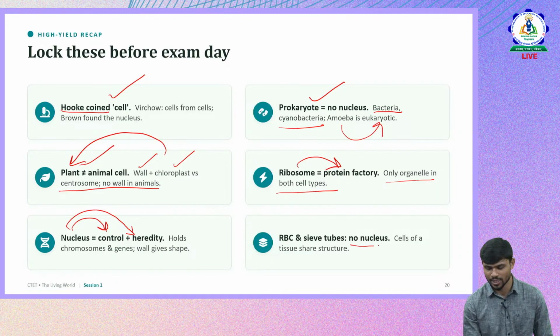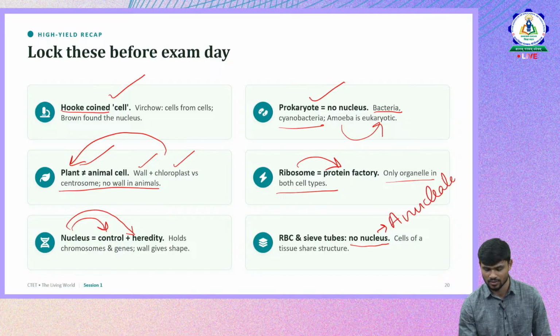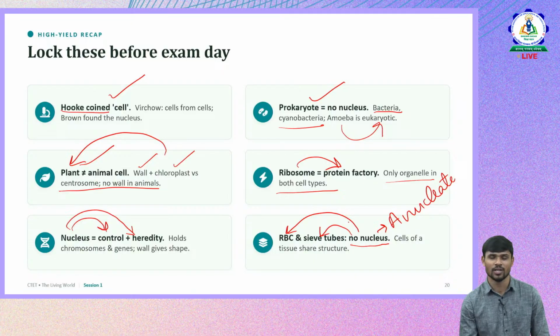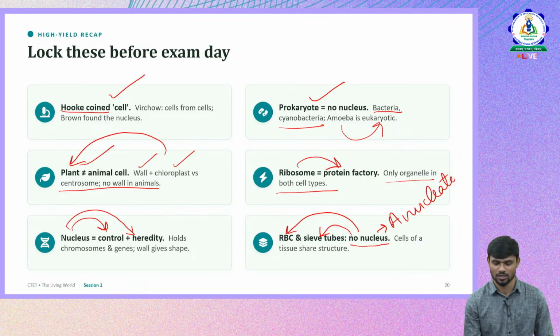RBC, so no nucleus. We discussed about anucleate, right? Anucleate cells. Few examples of anucleate cells are RBC and sieve tubes. So these are the general and most tested facts in CTET in most of the previous years. So please remember them, and also work on other facts related to cells and discoveries, the scientists who discovered these cells and which year, all these kind of questions.